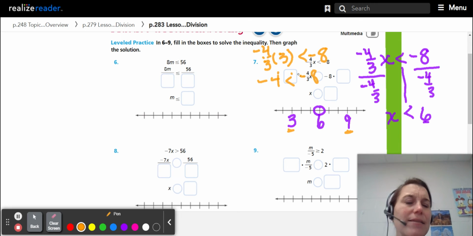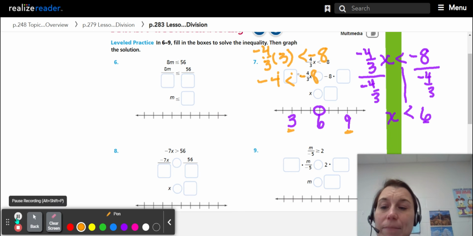Is negative 4 less than negative 8? And some of you are like, yeah, it is. But it's not, because negative 4 is actually further to the right on the number line. It's closer to 0 than negative 8 is. So it's not less than. So 3 would not be part of the solution.